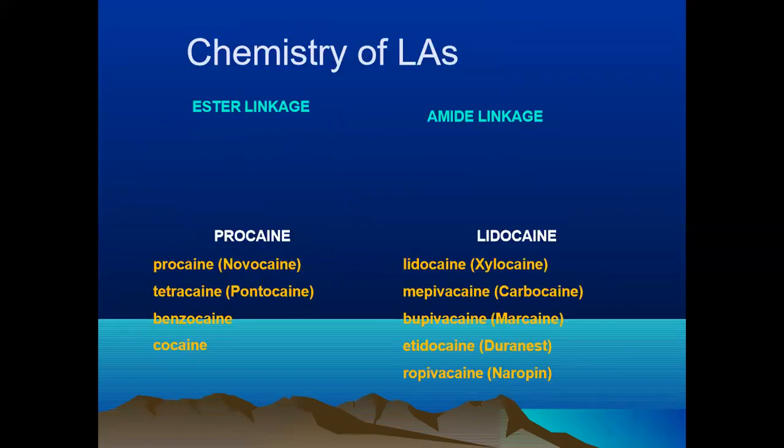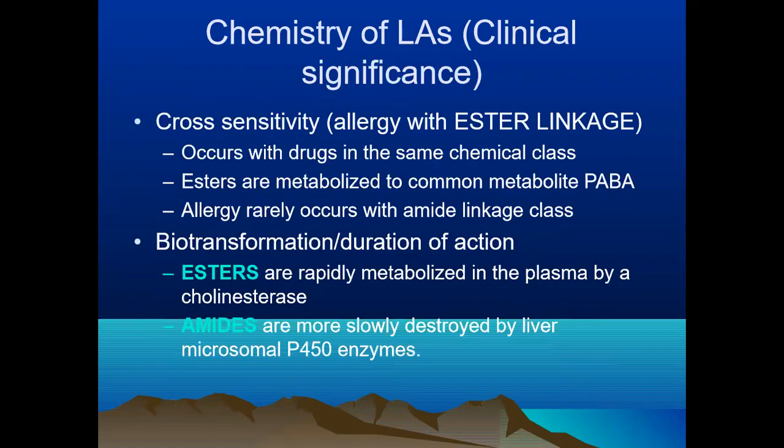So we have esters like procaine (novocaine), tetracaine, and benzocaine, and we have amide linkage drugs like lidocaine, mepivacaine, bupivacaine, etidocaine, and prilocaine. The clinical significance of the chemistry is that cross-sensitivity of allergy with the ester linkage occurs with drugs in the same chemical class, and the esters are metabolized to common metabolites like PABA.